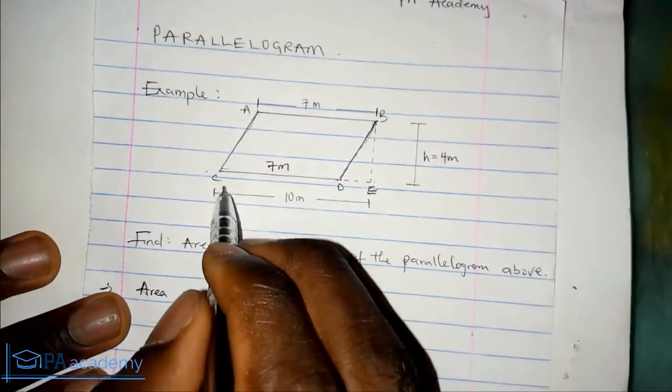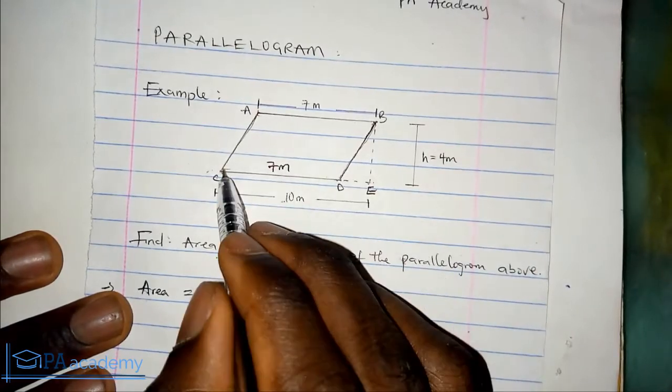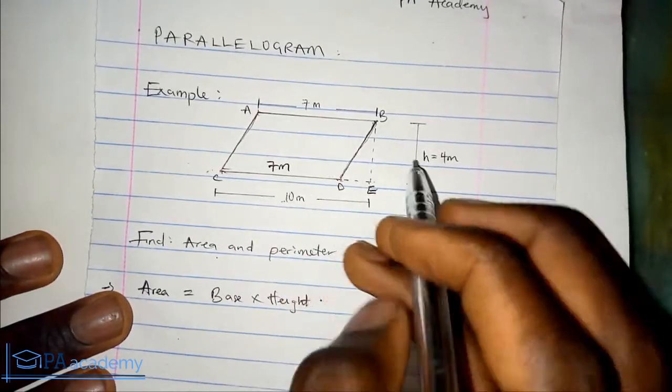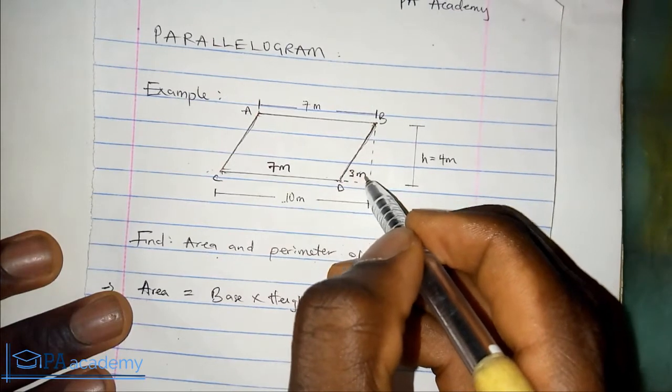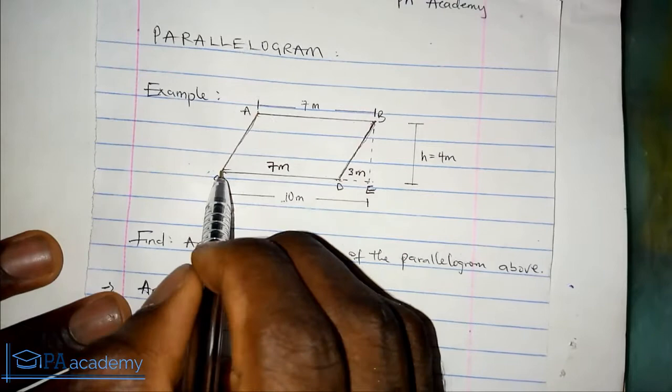But from this point to this point is 10, while from here to here is 7. So that means here will be 3 meters. So 7 plus 3, that's 10. So that means from here to here is 10.